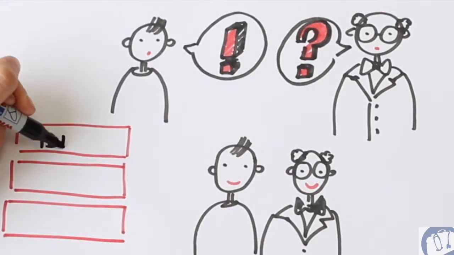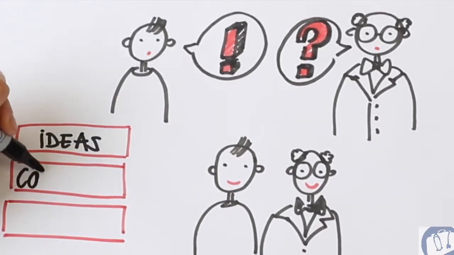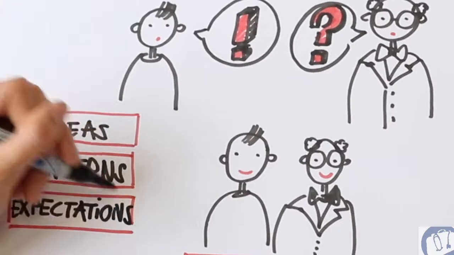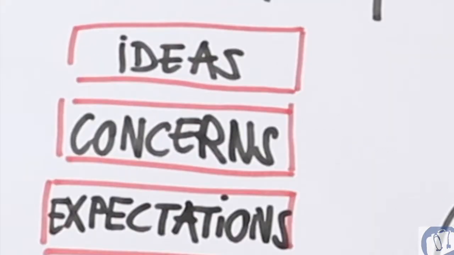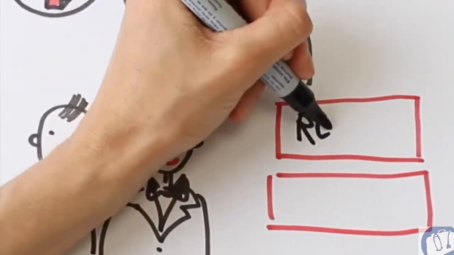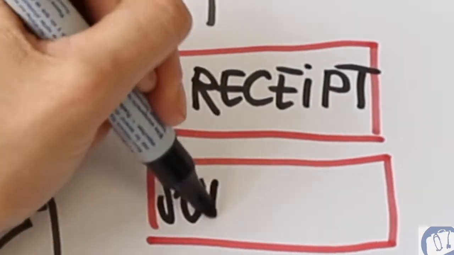Imagine that the patient holds 3 kinds of thoughts cards: ideas, concerns, and expectations, all of which need to be played during the telling of the story. Your task is to help the patient play all 3 thoughts cards. To achieve this, you have 2 kinds of response cards of your own in your hand: receipt and summary cards.